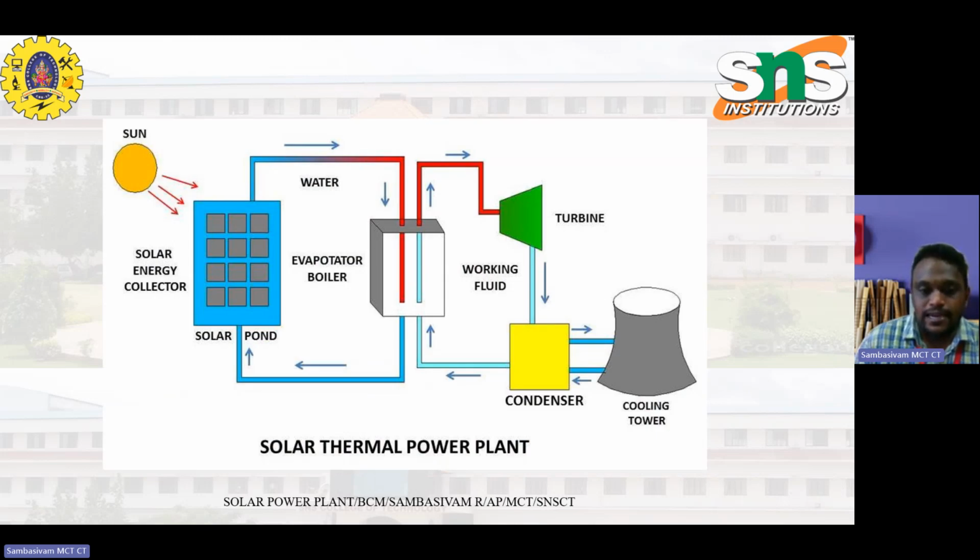This is the 3D view of a direct solar thermal power plant. The solar energy is collected from the sun's rays. Then the water is transferred to the boiler for evaporation, and then moves to the solar pond. The working fluid moves towards the turbine. Once the working fluid has moved through the turbine, the hot water goes back into the condenser. The condenser moves to the cooling tower, where the material is cooled and returned to the condenser. Then again it is transferred to the working fluid. This is how the process works.